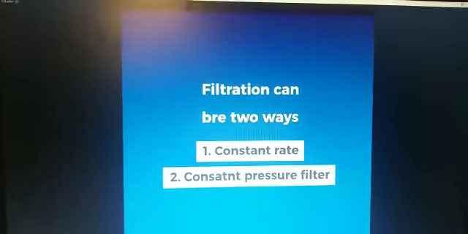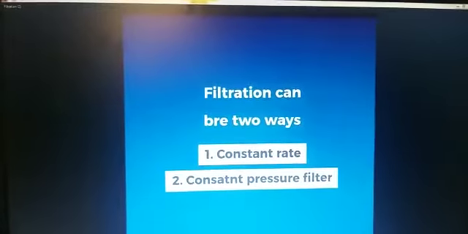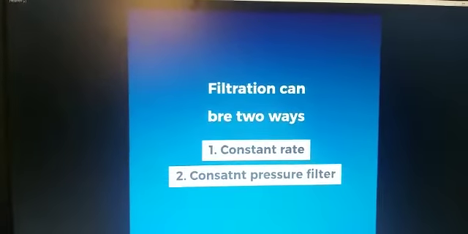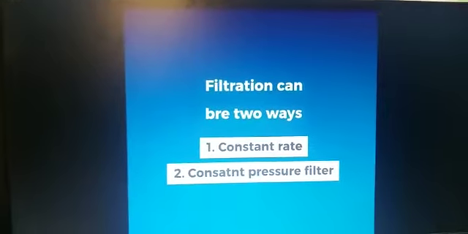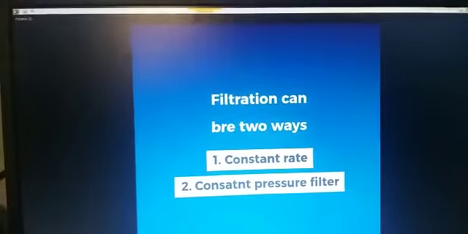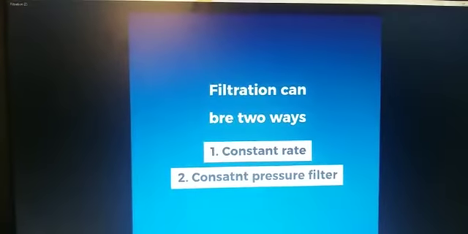Filtration can be done in 2 ways: constant rate and constant pressure filtration. In constant rate the pressure varies, whereas in constant pressure filtration the rate varies. So according to the application of the filter, the way of operation differs. So constant rate and constant pressure filter.